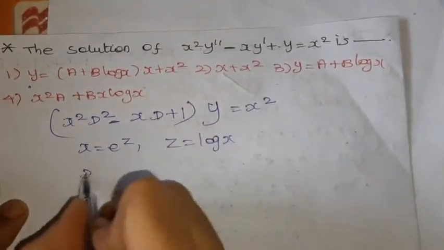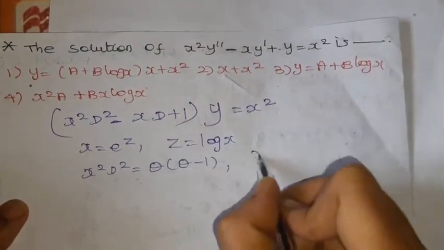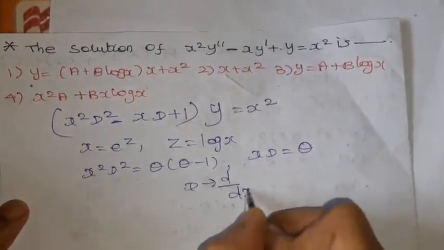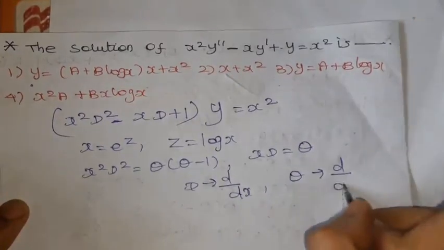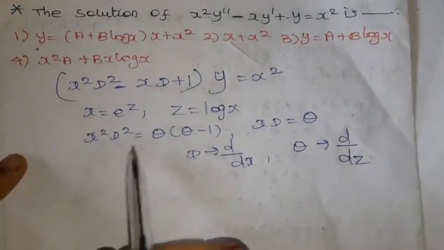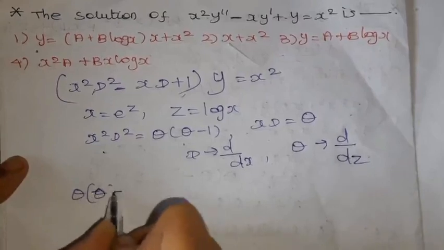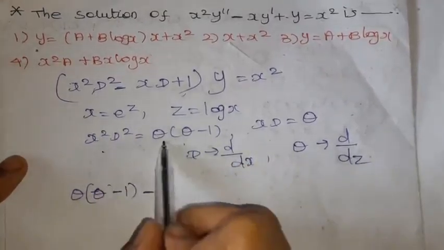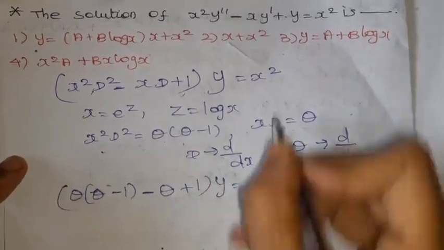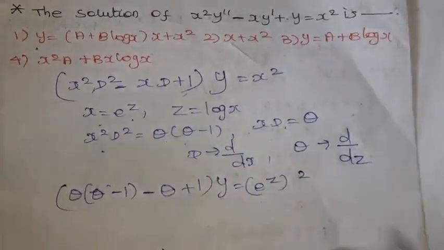Then what is xD? xD equal to theta. x squared D squared equal to theta into theta minus 1. D is nothing but capital D by dx. Theta equal to d by dz. I have taken d by dz as theta; we can take it as anything. Some other authors will give D dash also. To avoid confusion between D and D dash, I have taken theta. So just substitute in that formula: theta into theta minus 1 minus theta plus 1 into y equal to x squared.